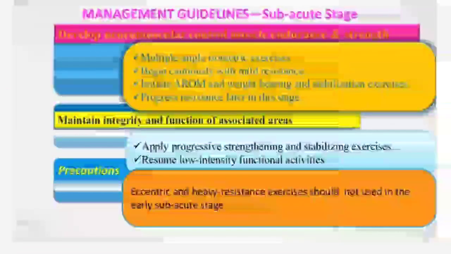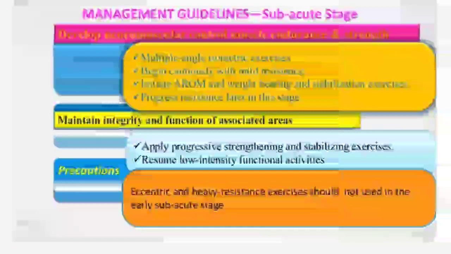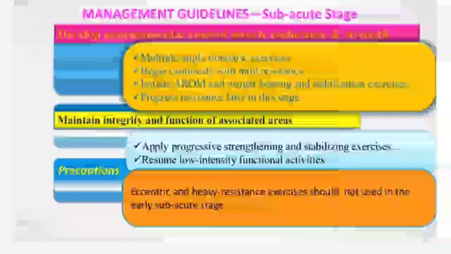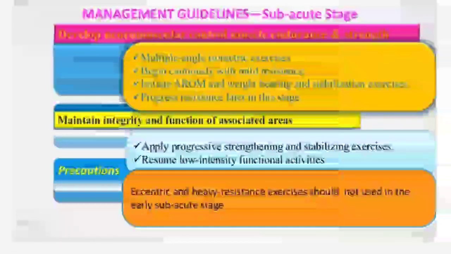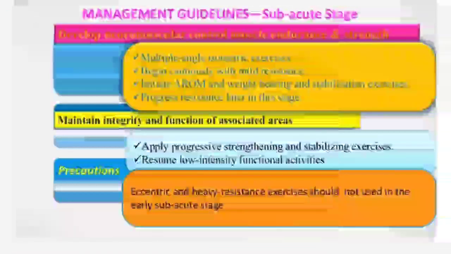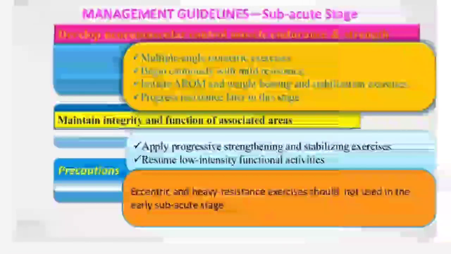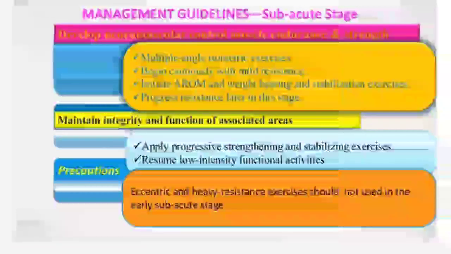Develop neuromuscular control, muscle endurance, and strength. Multiple angle isometric exercises. Begin cautiously with mild resistance. Initiate active range of motion and weight bearing and stabilization exercises. Progress resistance later in this stage.